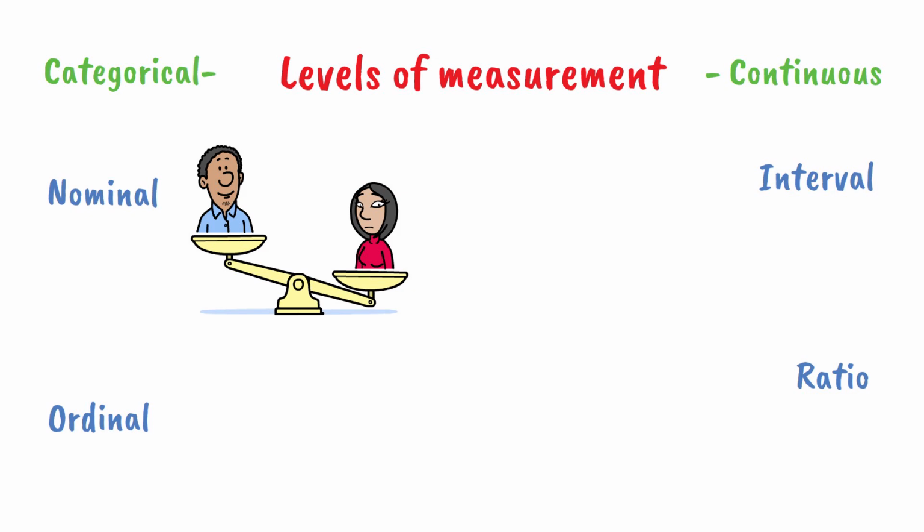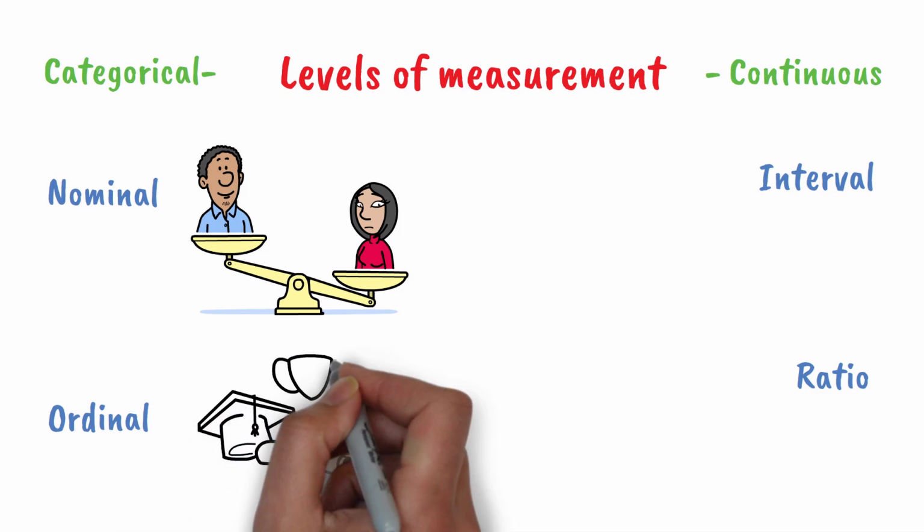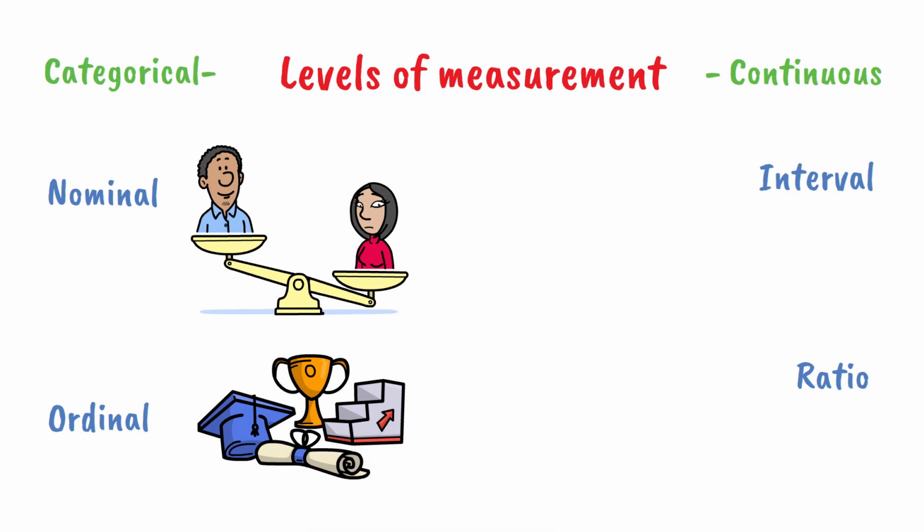Now, stepping up one level, we get ordinal data. Think about education levels. Someone who only completed primary school has a lower level of education than someone who also finished high school, and someone with a university degree is at a higher level still. These categories can be ordered, but here's the catch. We don't know the exact distance between them. A university degree isn't twice as much education as a high school diploma. We can only say that one is higher or lower than the other. That makes this the ordinal level.